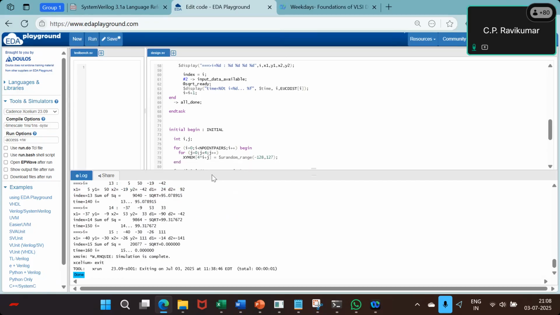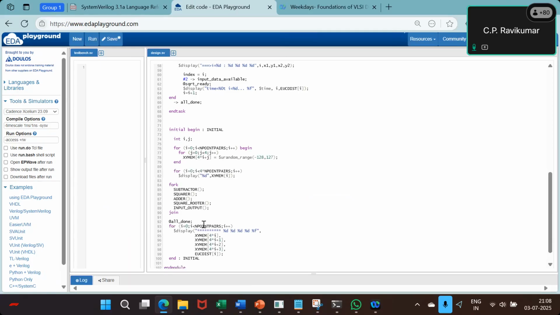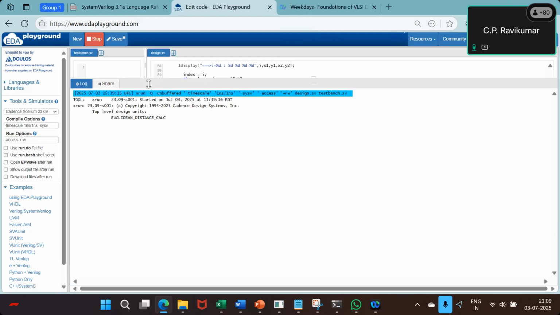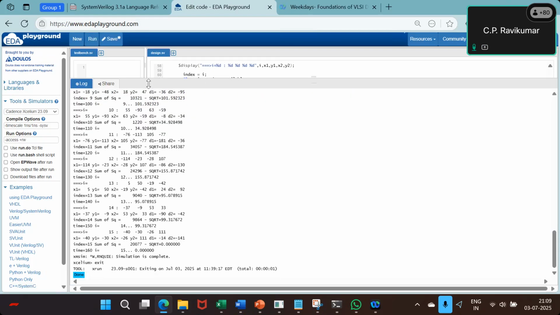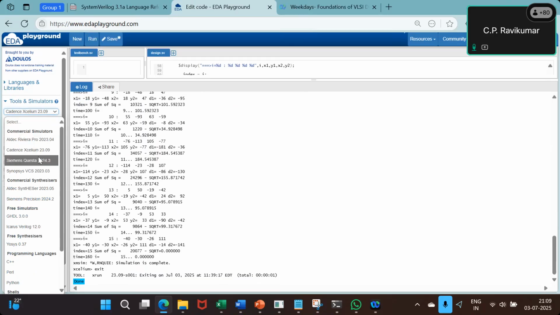Okay, I don't know what's wrong. It just doesn't wait. Which means, and there is no error of any kind. It didn't say anything like some memory error or anything of that. Let us try using another simulator. Let us try Siemens Questa.